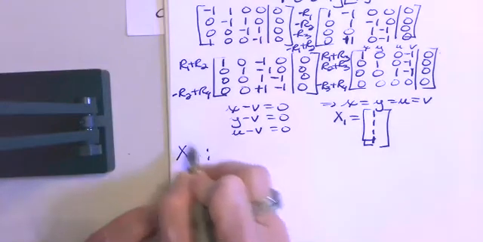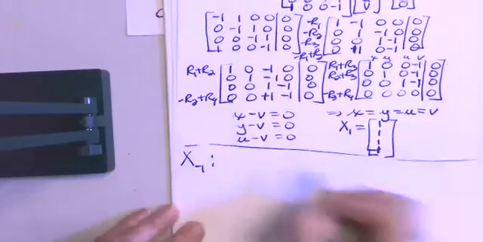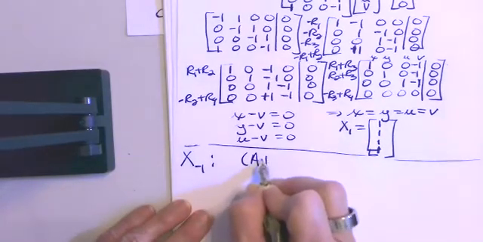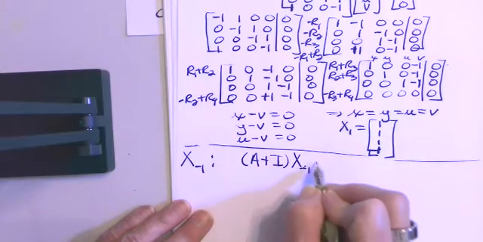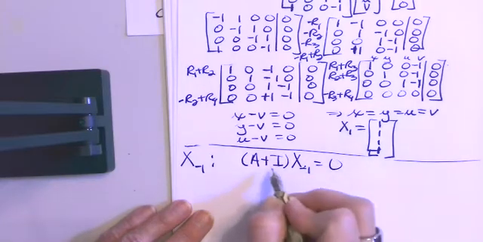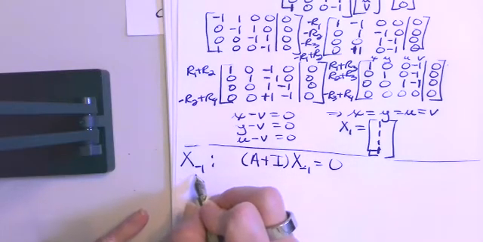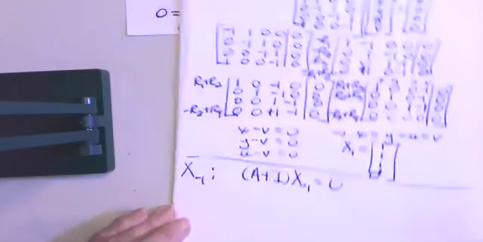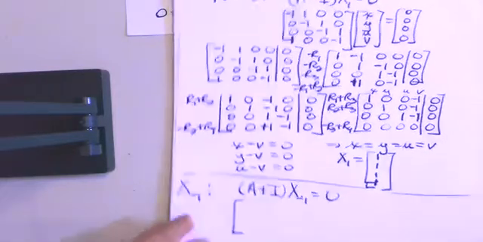Now we do x minus 1. So we do the same sort of thing. So now we have to do a plus I, x minus 1 equals 0. Because you have to say a minus the eigenvalue, and the eigenvalue I'm looking at is minus 1, okay? So that gives me the matrix equation.